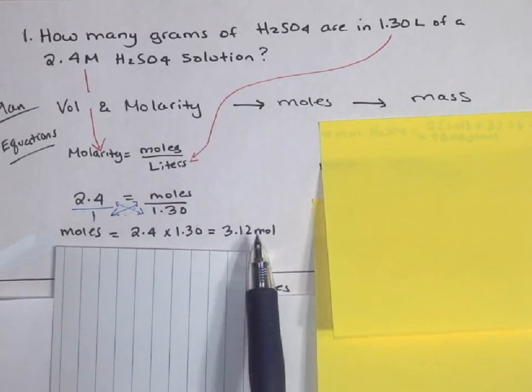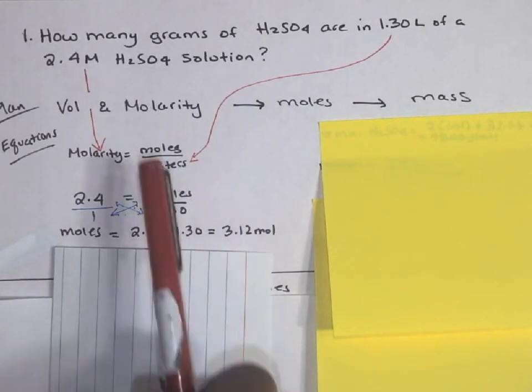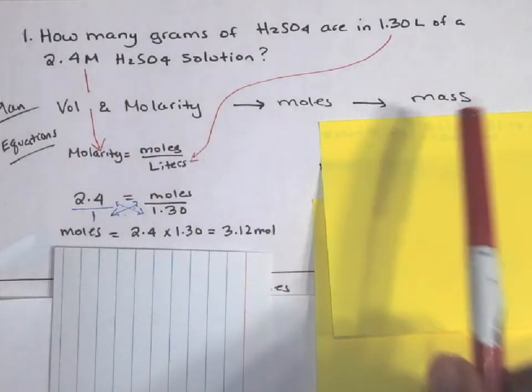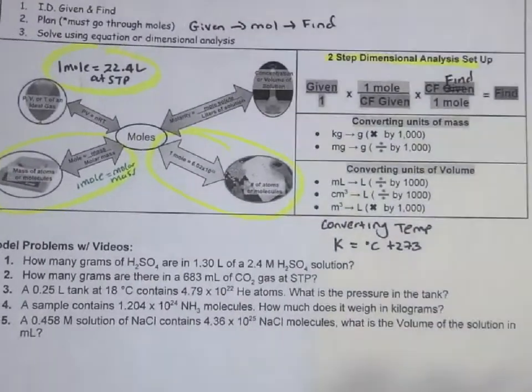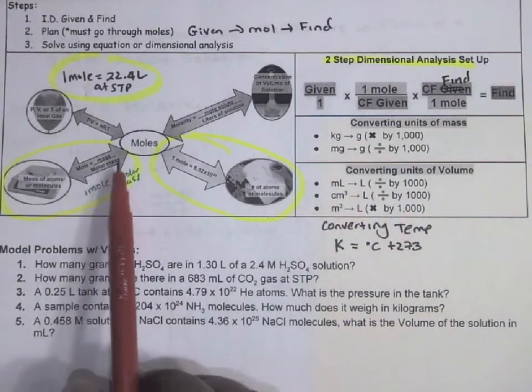Okay, so now I have my moles. So I went from volume and molarity to moles. Now I need to go to mass. For that, we're going to use this equation: moles equal mass over molar mass.